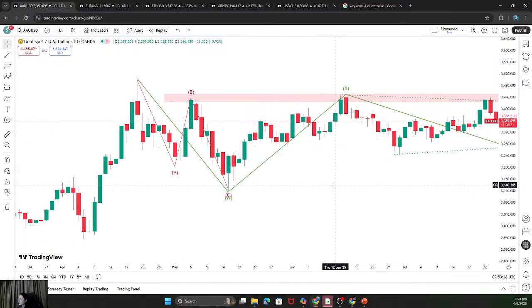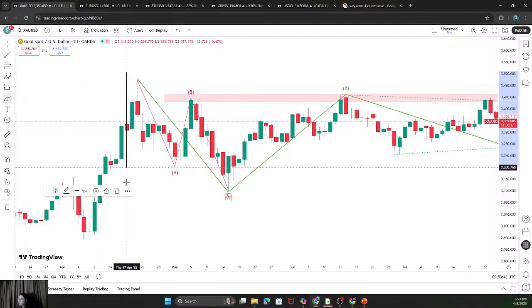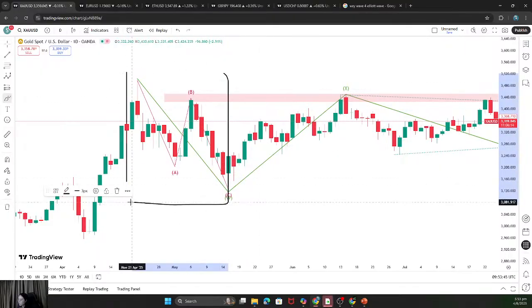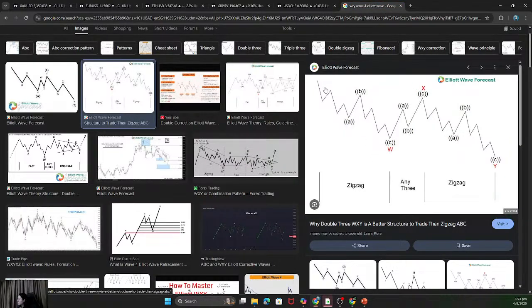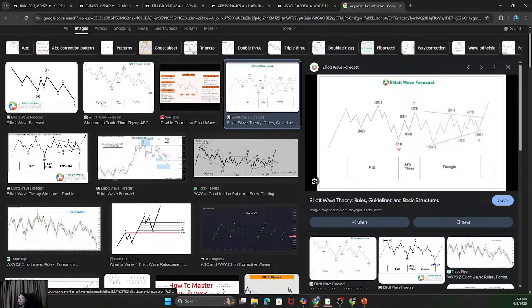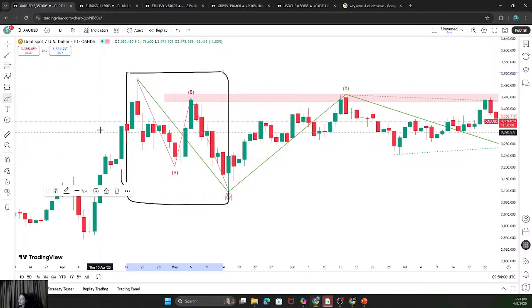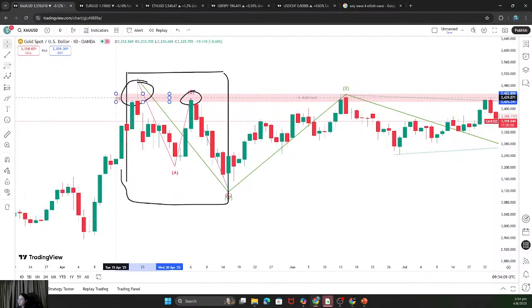To determine whether it's going to end up a triangle, we need to determine the shape of this. A zigzag is here. Okay, I think it's a flat. Sorry, I think it's more likely a flat. A flat is where the starting point and B are about the same height. So we can see that the starting point and B are the same height, making a flat pattern.